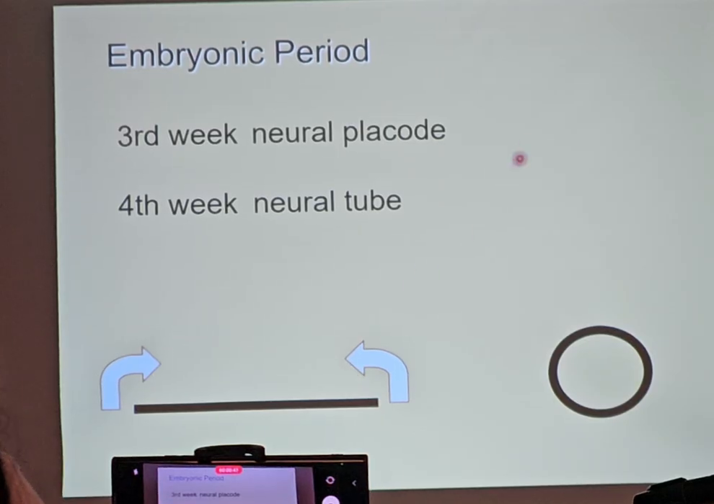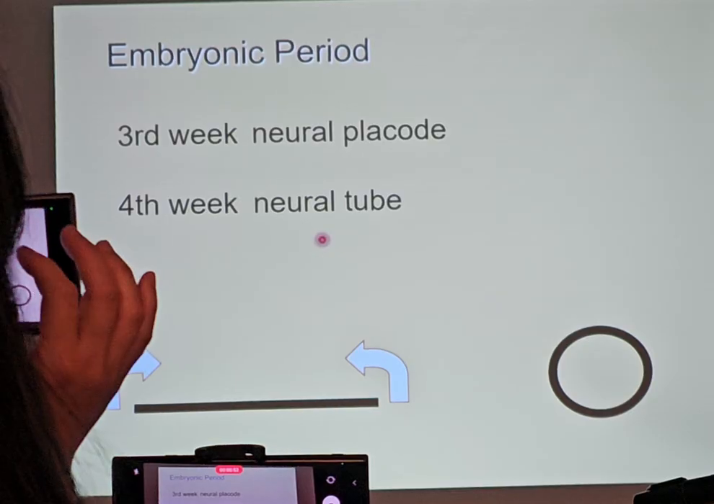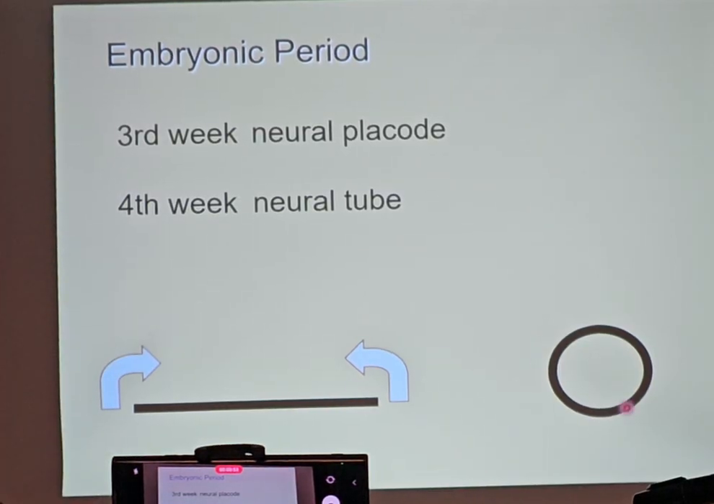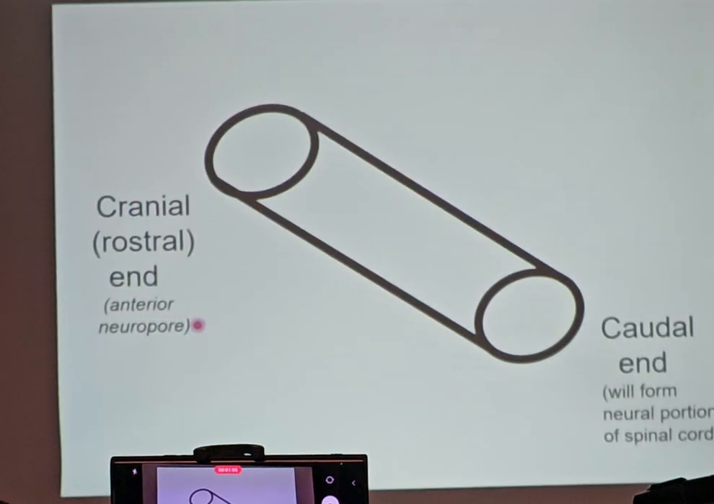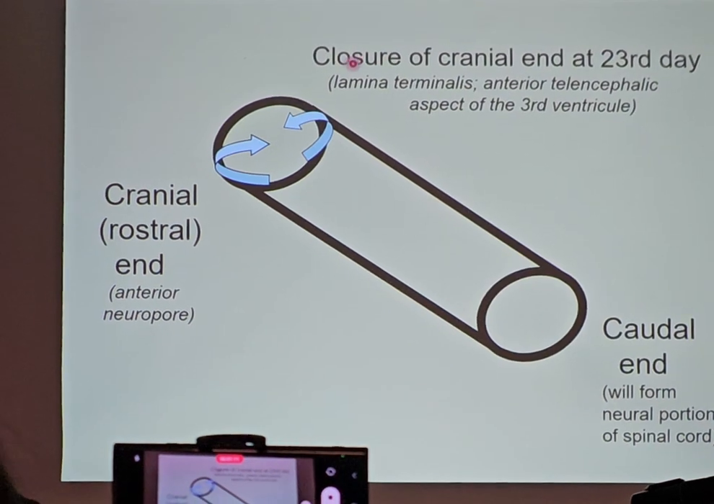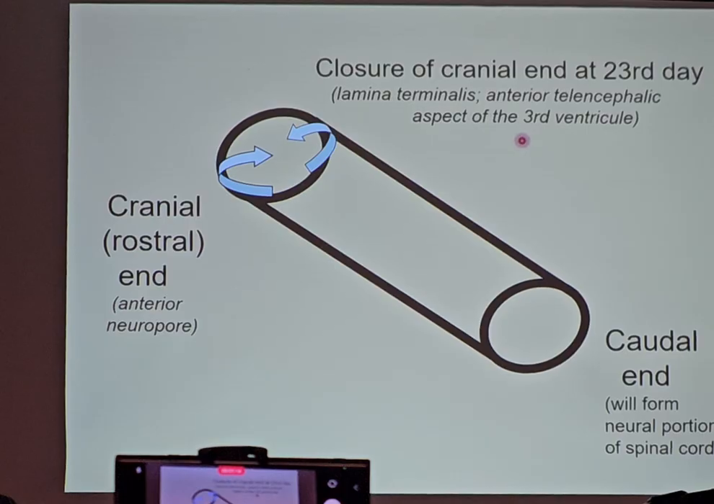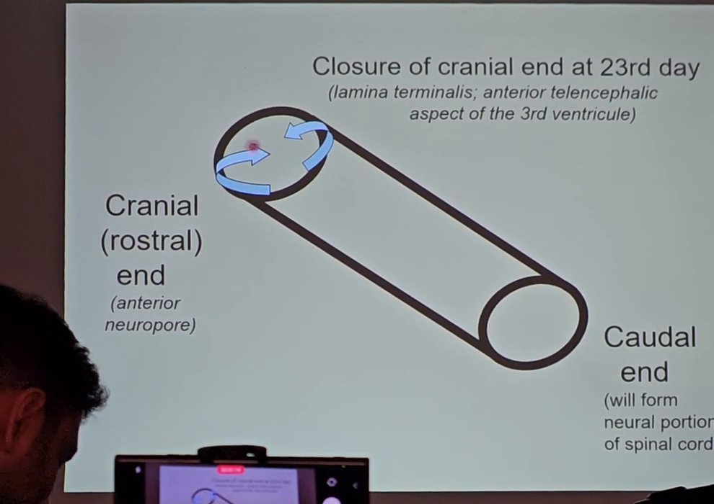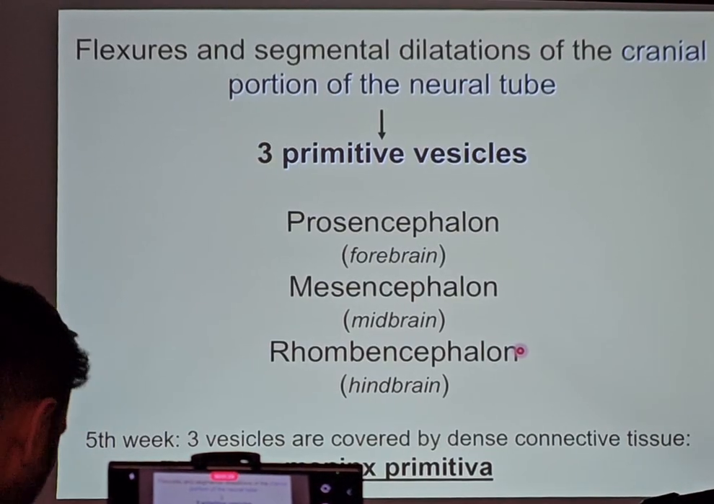Just very quickly, some embryology. The third week, the placode develops. The fourth week, this develops rolling into a tube. Then after that, the distal and proximal ends of these tubes will close at the level of the neural pores. And then at the 23rd day, the lamina terminalis and the anterior cephalic aspect of the third ventricle will close. The anterior thing closes and the posterior aspect, the lower part.